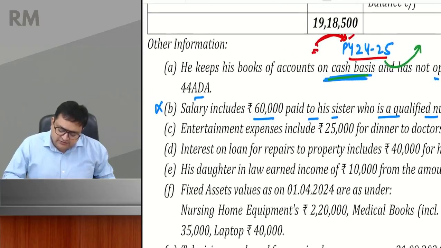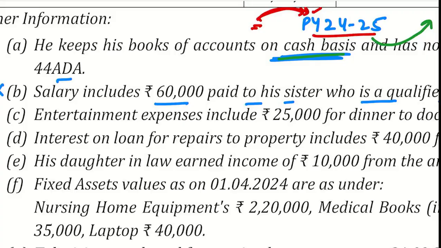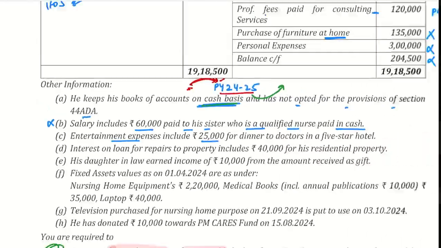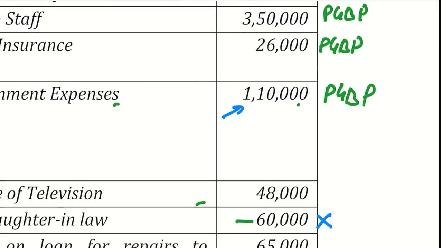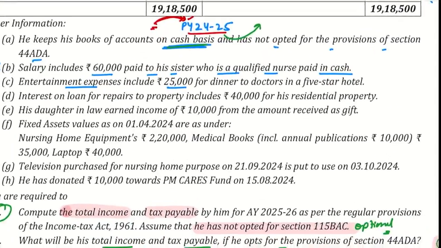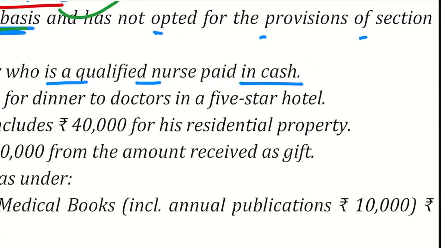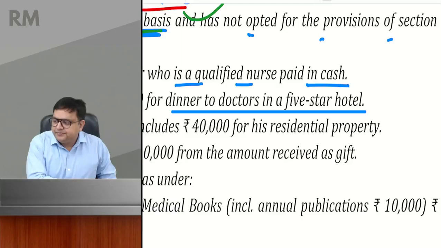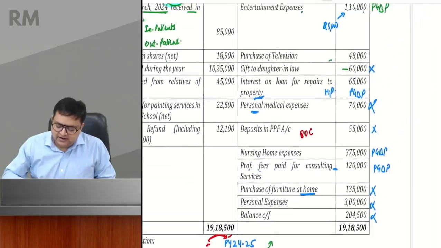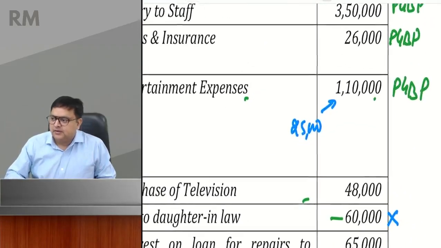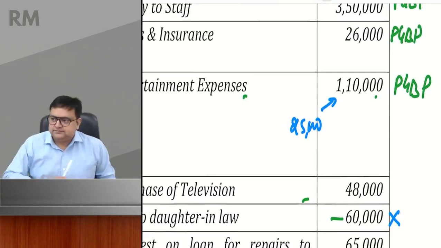Entertainment expenses include 25,000 rupees. So this entertainment expense includes 25,000 rupees also. For what? For dinners to doctors in a 5-star hotel. Allowed or not? Regarding this 25,000, it's a dinner to doctors in a 5-star hotel. Allowed or not? Yes or no?